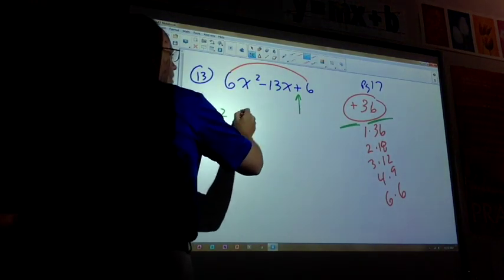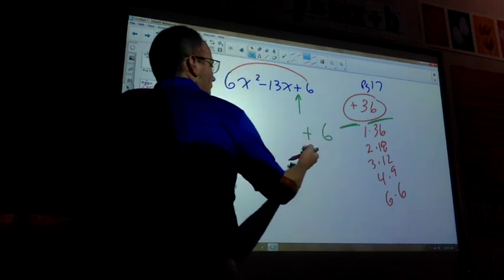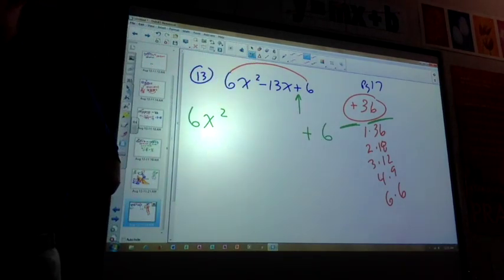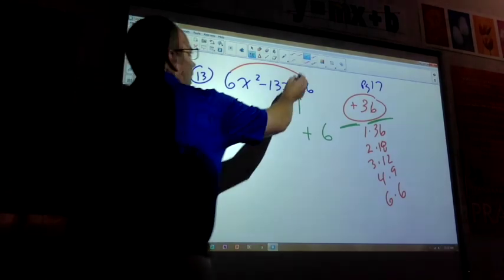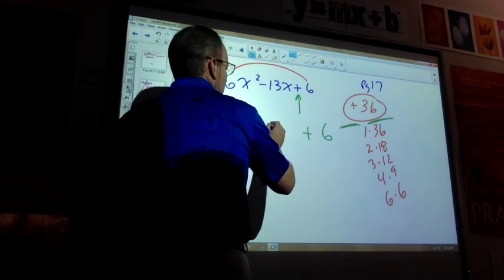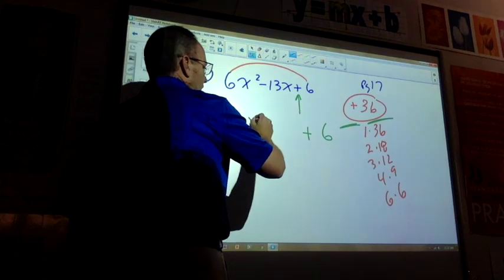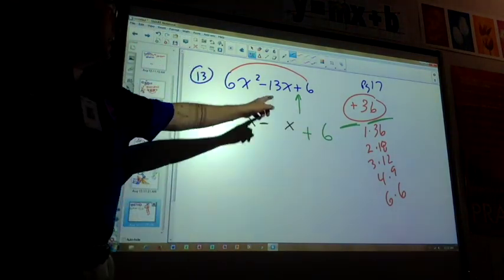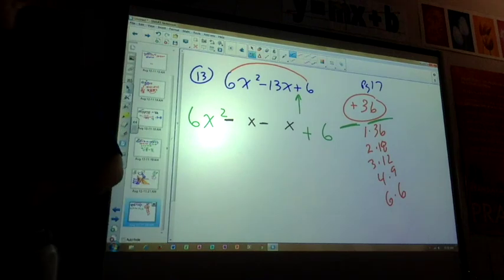6x squared plus 6. Now we're going to do this middle section. We said that they both have to be negative in there, yes? So I'm going to go minus and minus. And I know I have an x and an x. Now minus x is minus 2x. That doesn't work. Of those factors up there, which two work, both being negative, that when I sum them together, I wind up with negative 13.